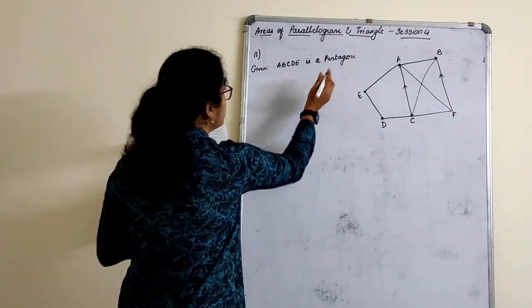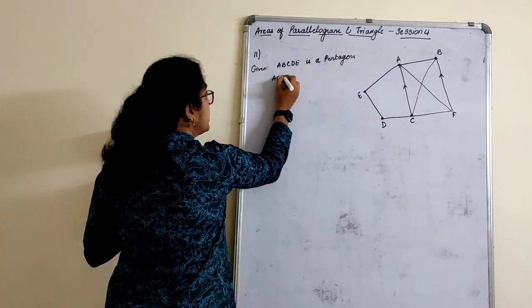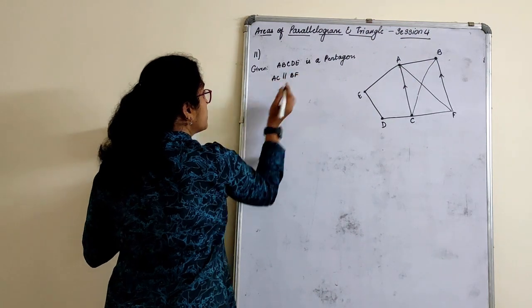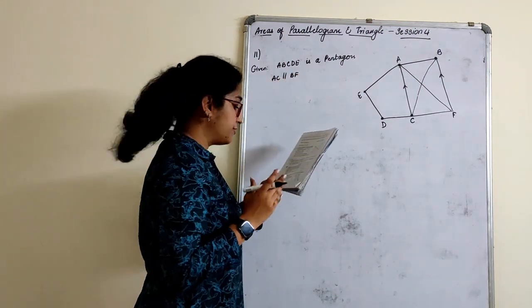Those two are the parallel lines. So we will write directly in the given: AC parallel to BF. Okay, not required to say produced to BF or whatever.